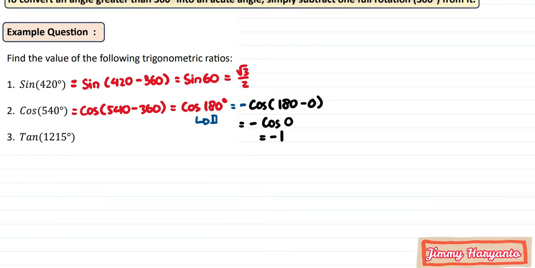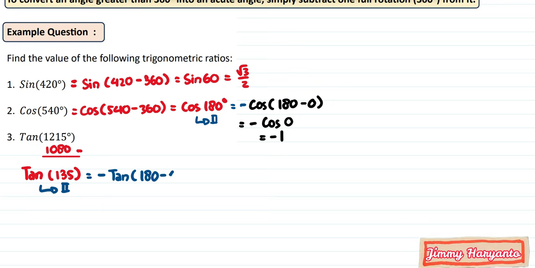So this one, tangent 1125. I want to minus this with 3 times 360. So you have tangent of 135, I guess. So tangent 135 lies in the second quadrant. In the second quadrant, the tangent will become negative. Then I will use 180 as the reference. So the tangent will become 45. And tangent 45 is negative 1.